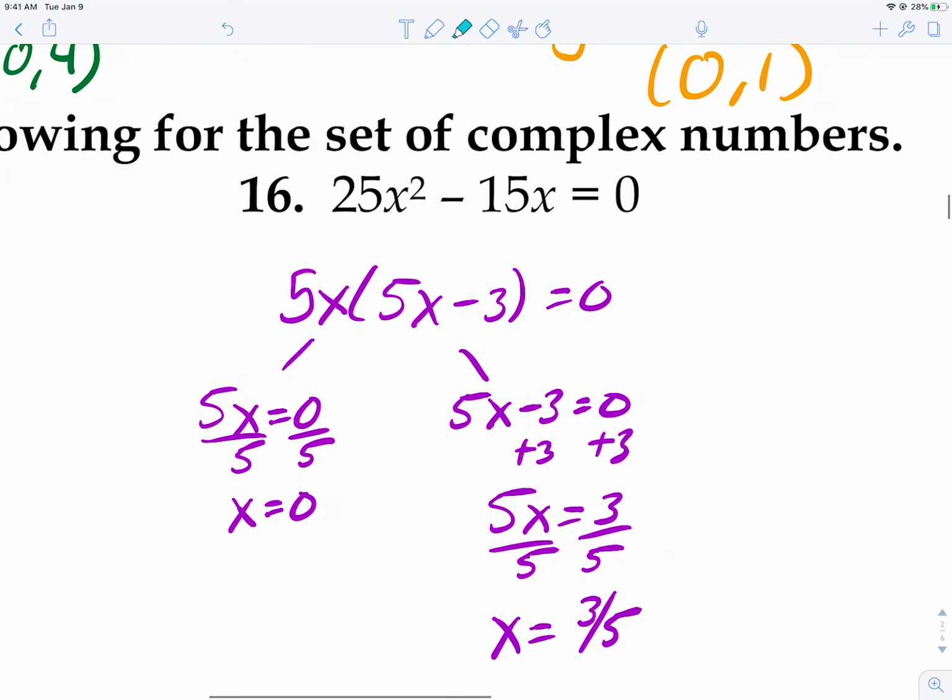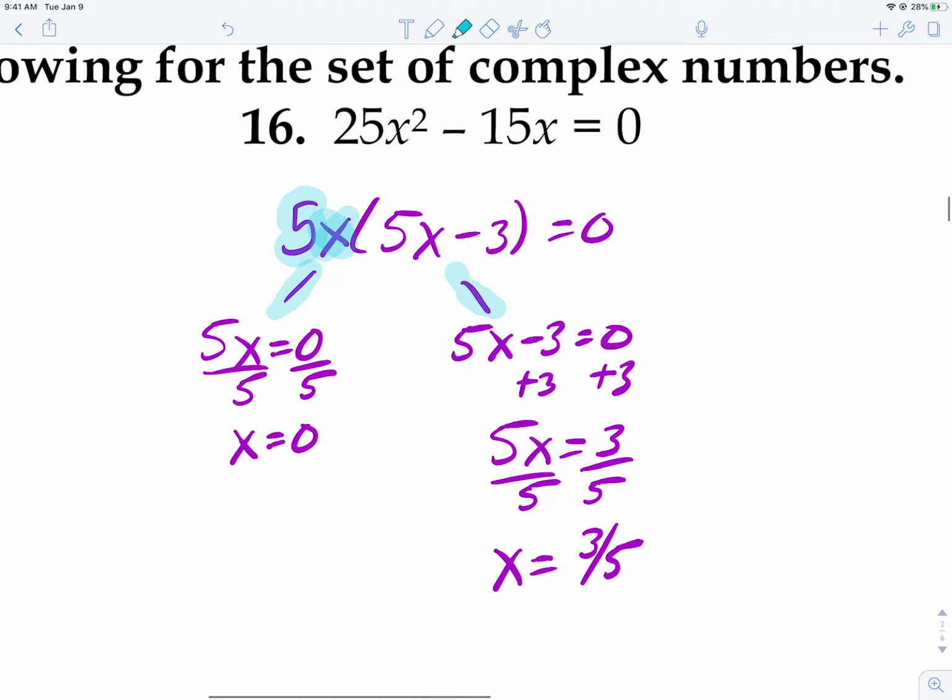For number 16, there's no c, it's only ax squared plus bx, so I factored out a GCF, and the GCF was 5x. So I have 5x times (5x minus 3) equals 0. Well, those are the two things that have to multiply to equal 0. So either the 5x is 0 or the 5x minus 3 equals 0. And if you solve those both for x, you get x equals 0 or 3/5.